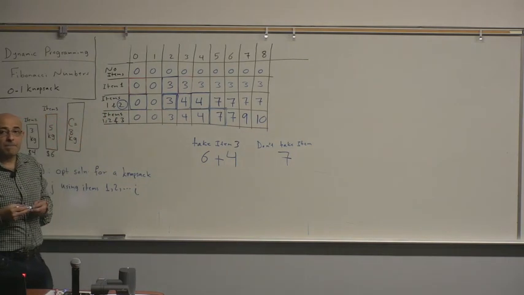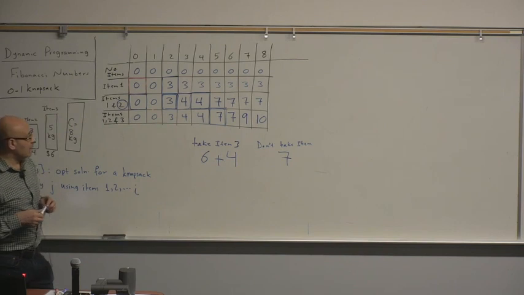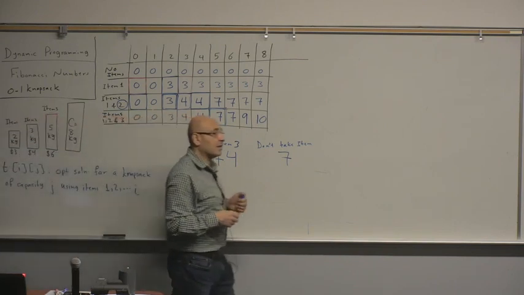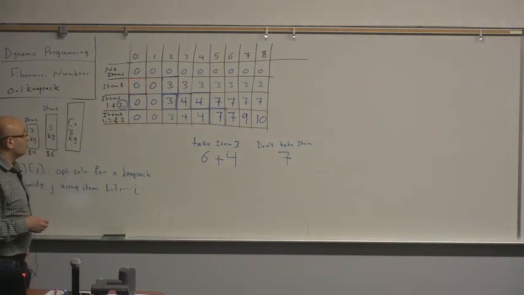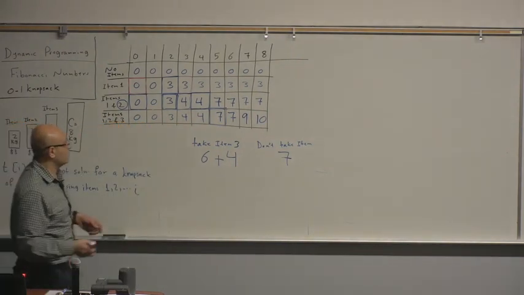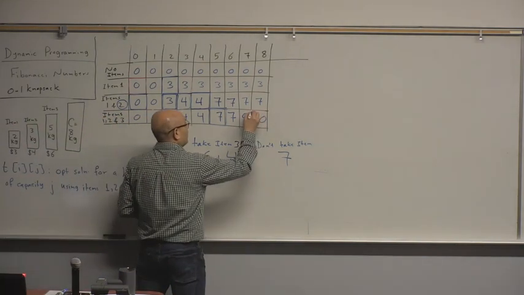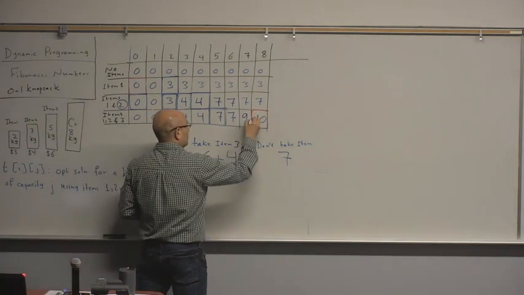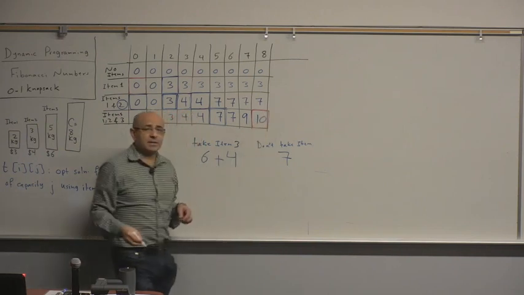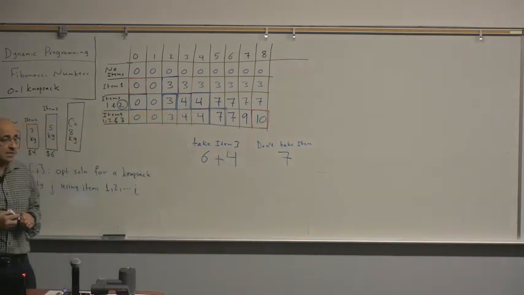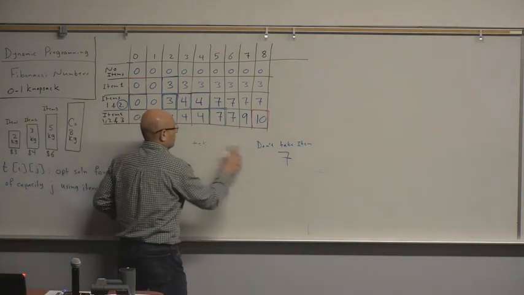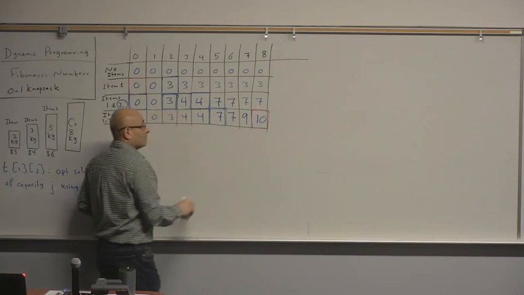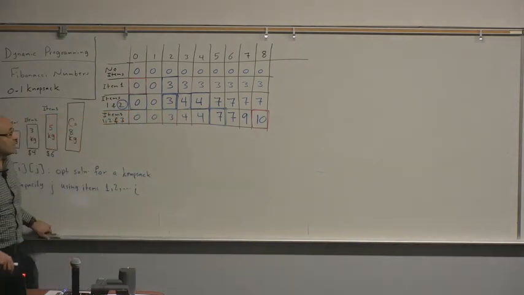Okay? So this is the dynamic programming algorithm. Okay? And obviously my solution is going to be in the last square. But this square tells me the value of the solution. It doesn't tell me which items have been taken and which items have not been taken. So how will I know which items have been taken and which items have not been taken?